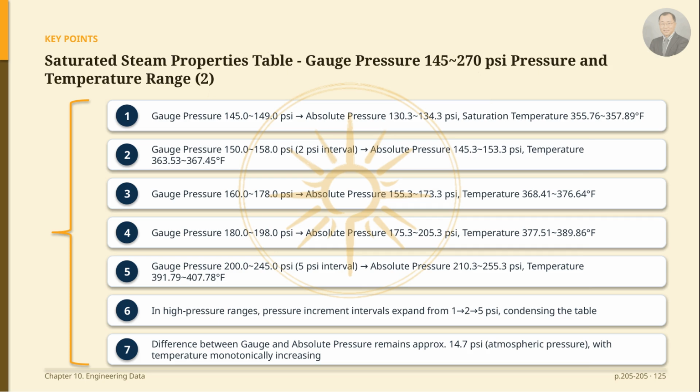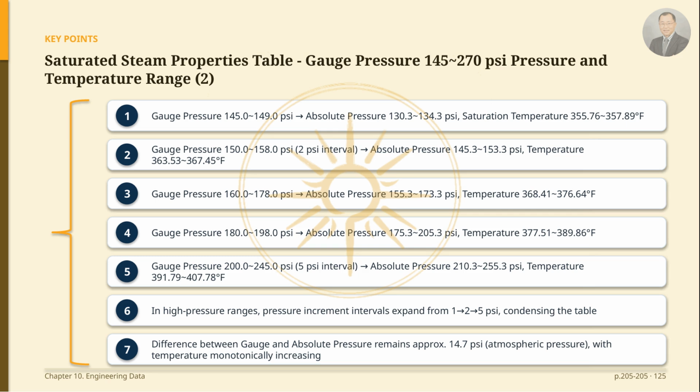I'd like to introduce the high-pressure section of the saturated steam properties table, from a gauge pressure of 145 psi to 270 psi. First, the range from 145 to 149 psi is listed in 1 psi increments, corresponding to an absolute pressure of 130.3 to 134.3 psi and a saturation temperature of 355.76 to 357.89 degrees Fahrenheit.